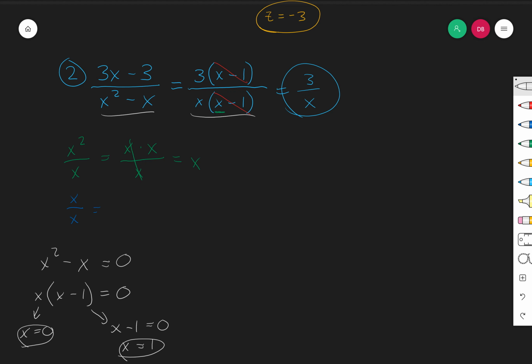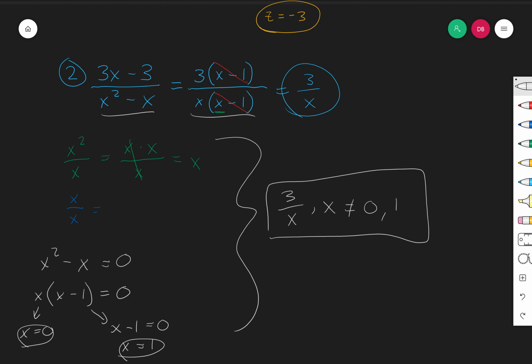So our final answer, all of that, is 3 divided by x, where x cannot equal 0 and it cannot equal 1. Because remember, if it's any of those excluded values, that would set the denominator equal to 0. And we can never have a denominator of 0 because we cannot divide by 0.